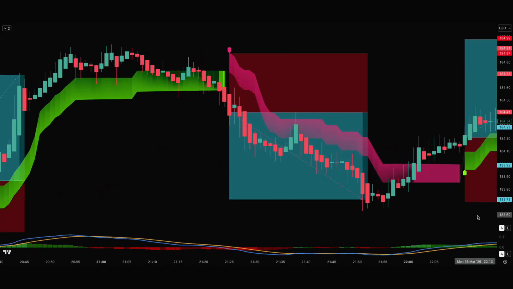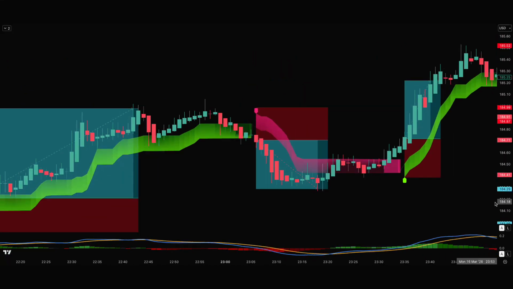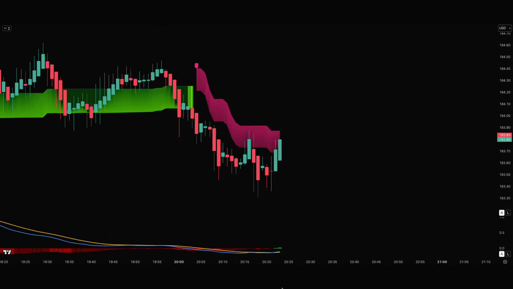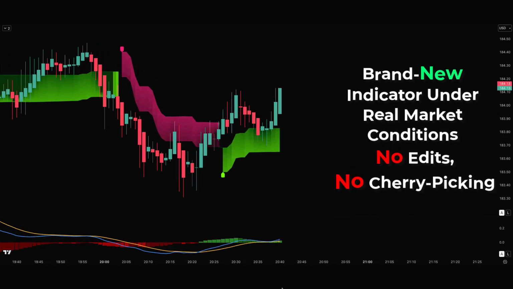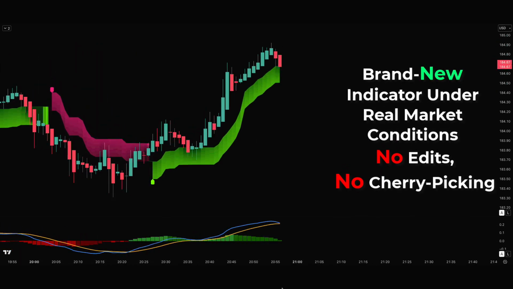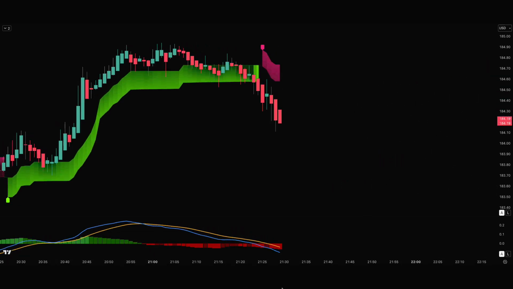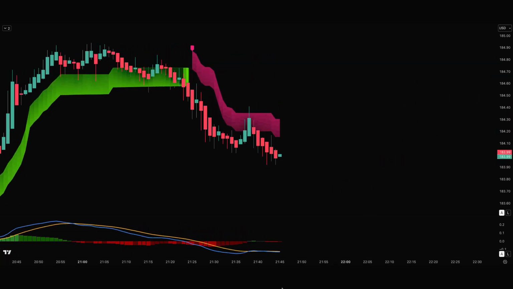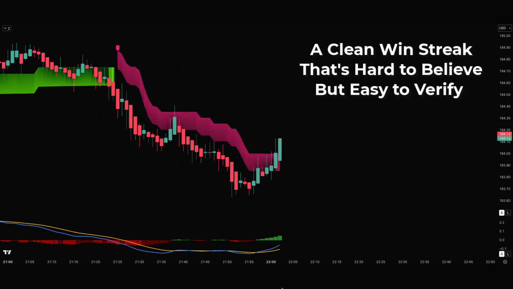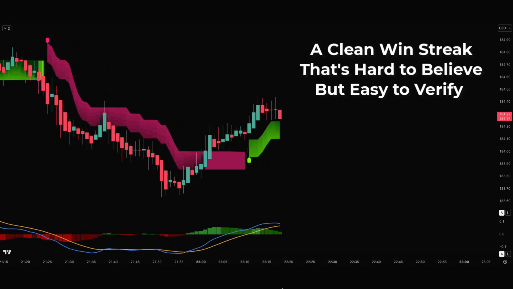You're about to see something most traders ignore: consistency. For the last 7 days, I tested a brand new indicator under real market conditions, no edits, no cherry picking. Every single signal taken as it is. And the result? A clean win streak that's hard to believe, but easy to verify.